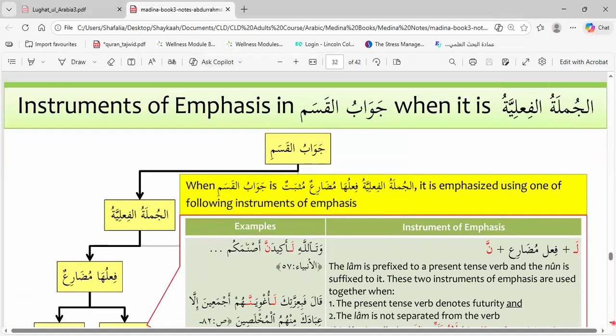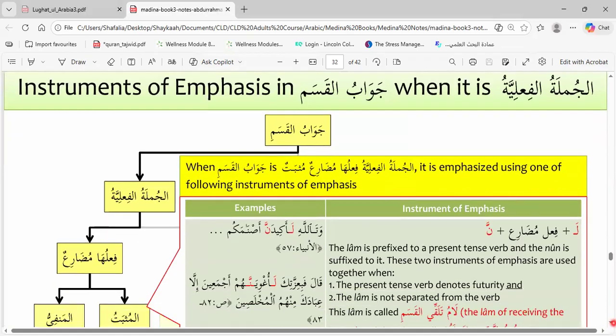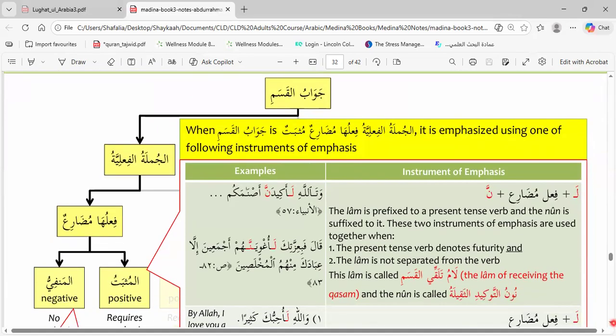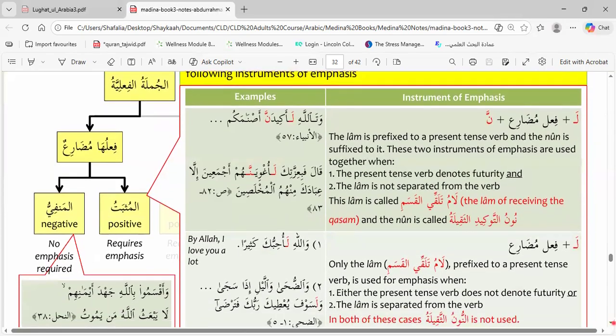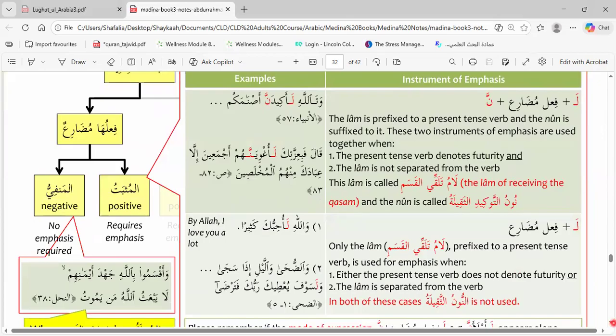جواب القسم when it is الجملة فعلية فعلها مضارع مثبت, it is emphasized using one of the following instruments. So when the jawab is فعلية, a verbal sentence, the verb will be in the present tense. It could be positive or negative: لام plus فعل مضارع with noon.